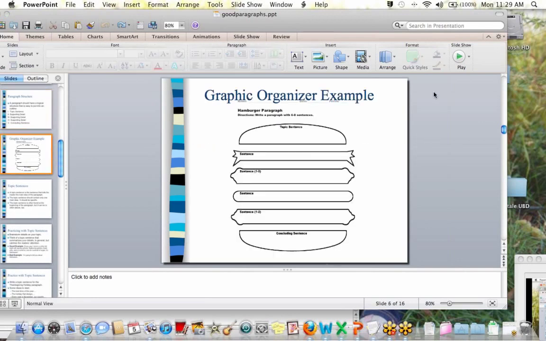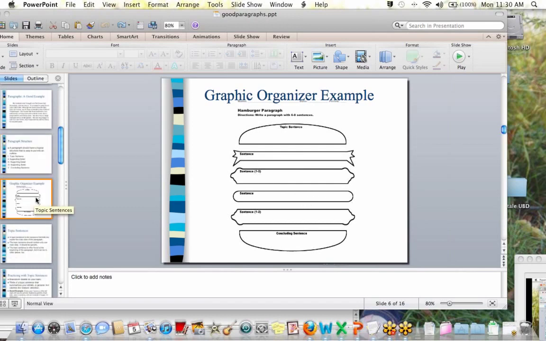I'm going to send this graphic organizer out to you, and you are free to use it if you like. But just take a look at this picture. It's a hamburger. Notice the topic sentence and the concluding sentence are the buns. They're similar. They're bread. They come at the beginning and they come at the end. And then everything in the center are the details. So all of your details come in the center.